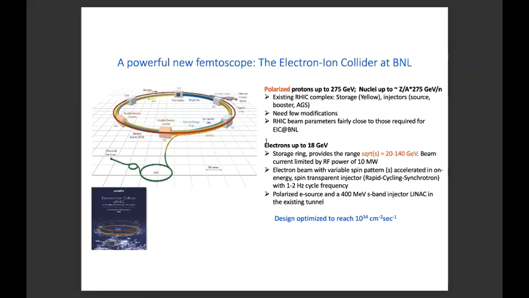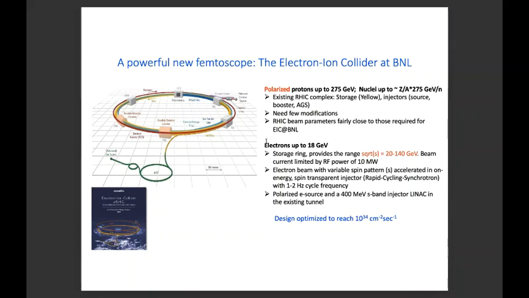It will be the only collider experiment in the United States, and it's being built, which will collide polarized protons up to 275 GeV. That's the energy of the polarized protons, and nuclei up to roughly 100 GeV per nucleon maximally, and electron beams up to 18 GeV. And so that would be a center of mass energy between 20 to 140 GeV. So quite high energies, somewhat lower than that of the HERA collider.